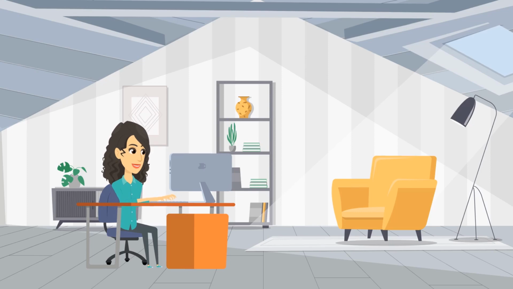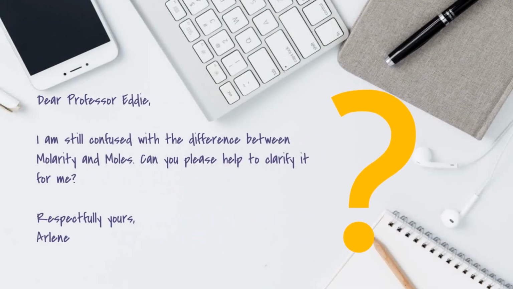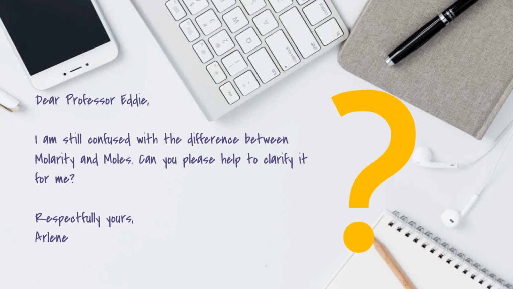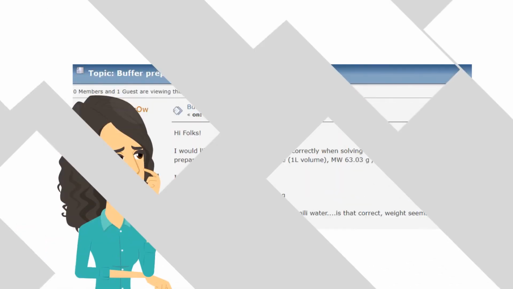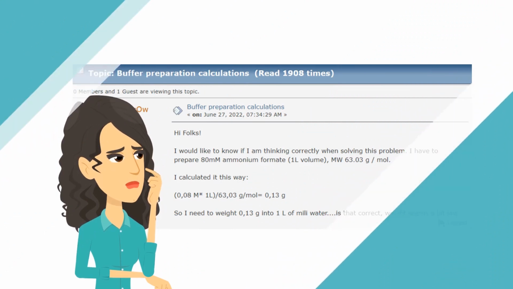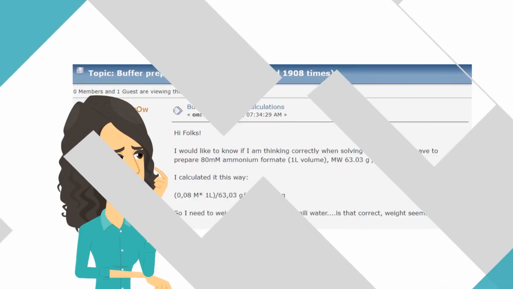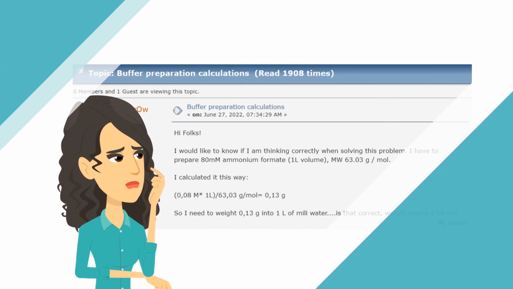Arlene is studying a chemistry online course. She is engaging in the first type of interaction, learner to content interaction. She needs some guidance on a topic, so she decided to email her professor. This is an example of the second type of interaction, learner to instructor interaction. She decided to post a new thread in the discussion forum with her classmates, talking about her problem on how to prepare a buffer solution. This is an example of the third type of interaction, learner to learner interaction.